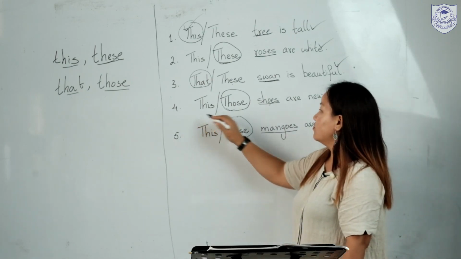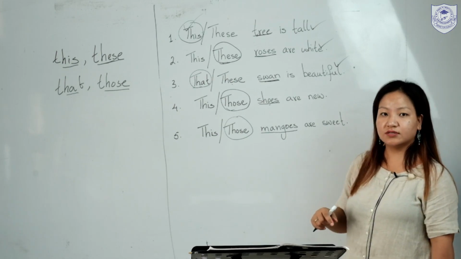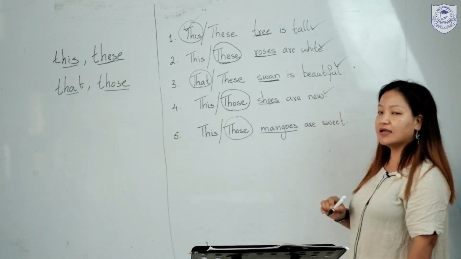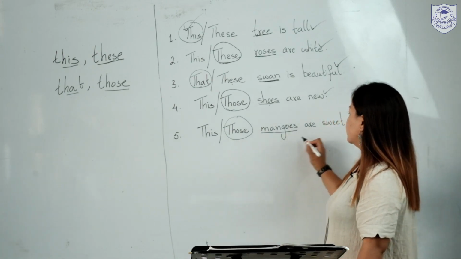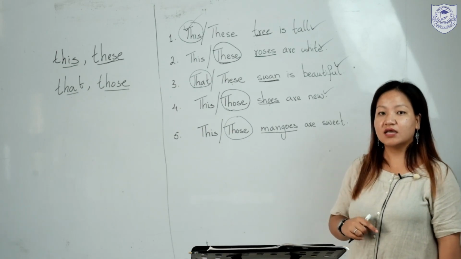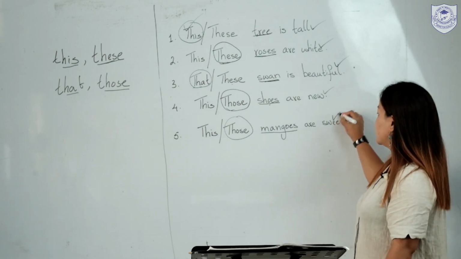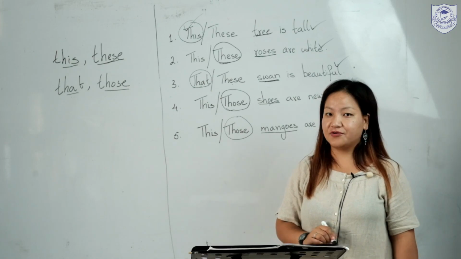And then number four, those shoes are new. What does it say about the shoes? That the shoes are new. So this new is called the adjective. Okay. And then lastly, those mangoes are sweet. What does it tell us about the mangoes? The taste of the mangoes, it says that they are sweet. So this sweet is called the adjective. Okay. I hope you are clear about it.